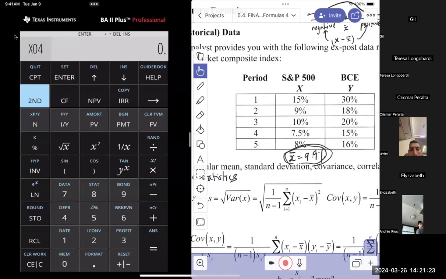You're going to make a lot of stats calculations, so get used to it because that's what we're going to do for the next 6 weeks.